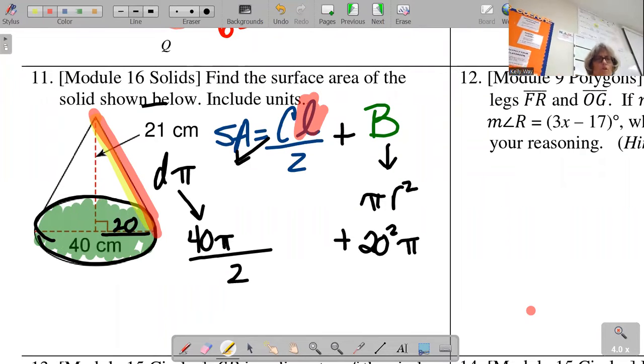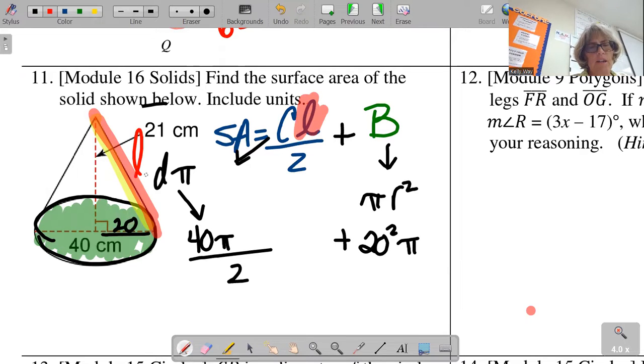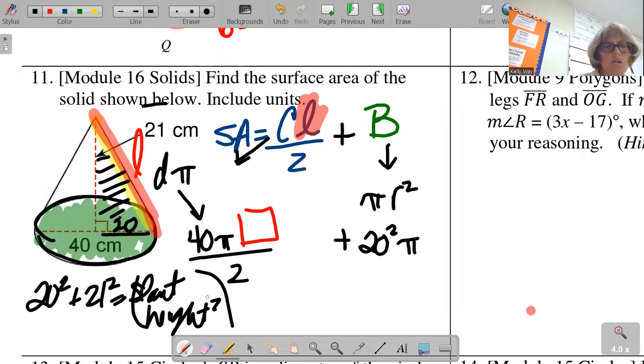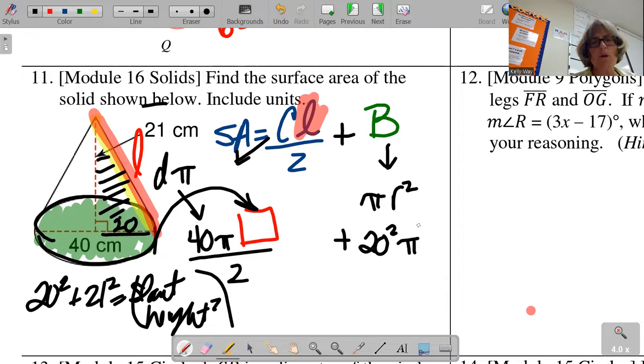All right, so your slant height, you see that you actually need two sides, need a third side. Pythagoras, so 20 squared plus 21 squared equals that slant height squared, of course. You solve for that, that'll get you that slant height. You go through the rigmarole there, and then you add it to the 20 squared pi, and that will be your surface area. Surface area is CL over 2 for a cone plus the area of one base.